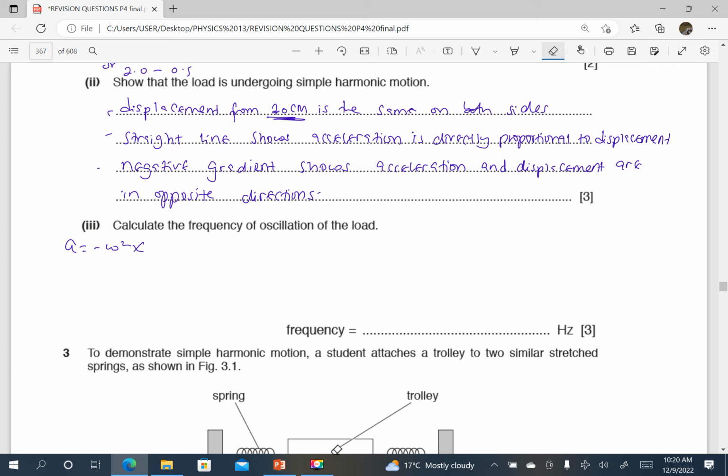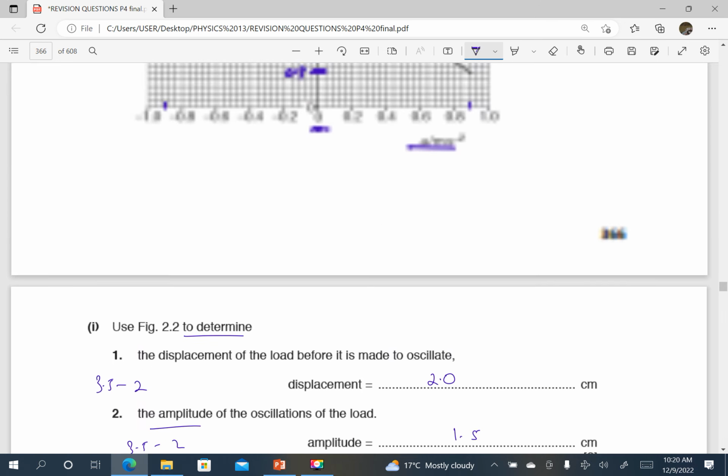The easiest will be to choose a point and substitute. So x is equal to negative 1 over omega squared times a. So the gradient is going to be equal to negative 1 over omega squared. Which means omega squared should be equal to negative 1 over the gradient. Let's find the gradient then. I'll just choose a few points here.